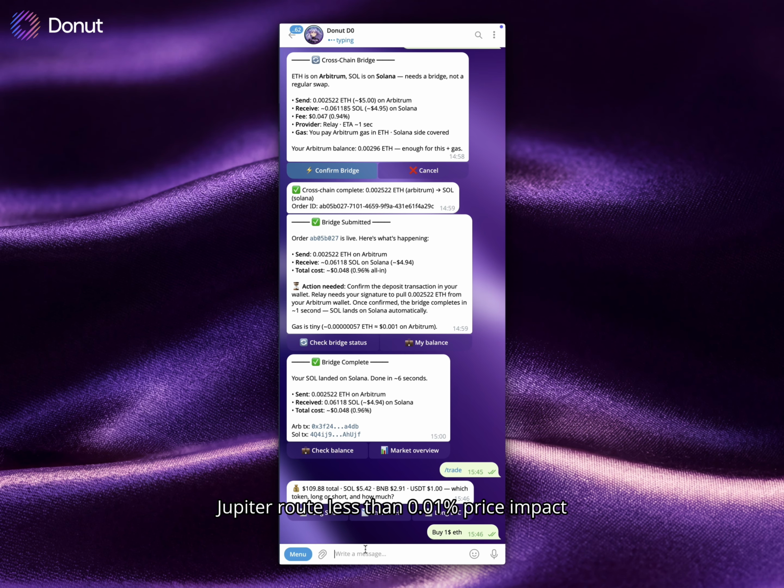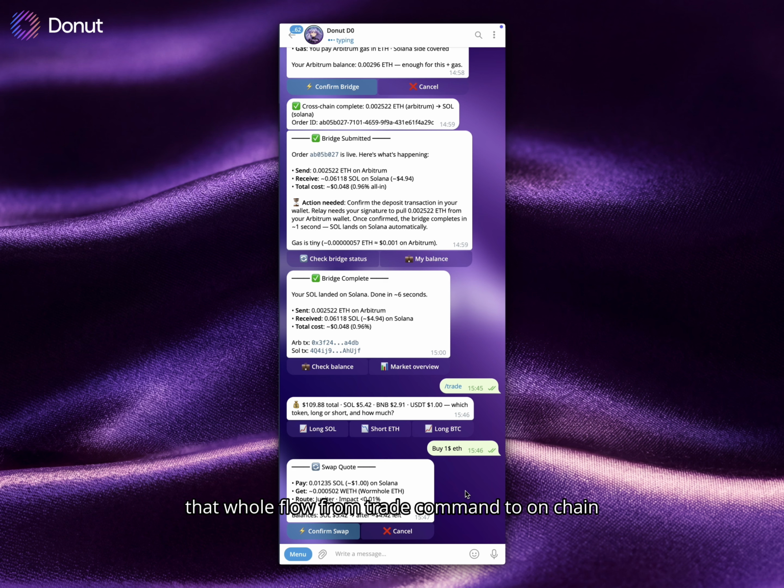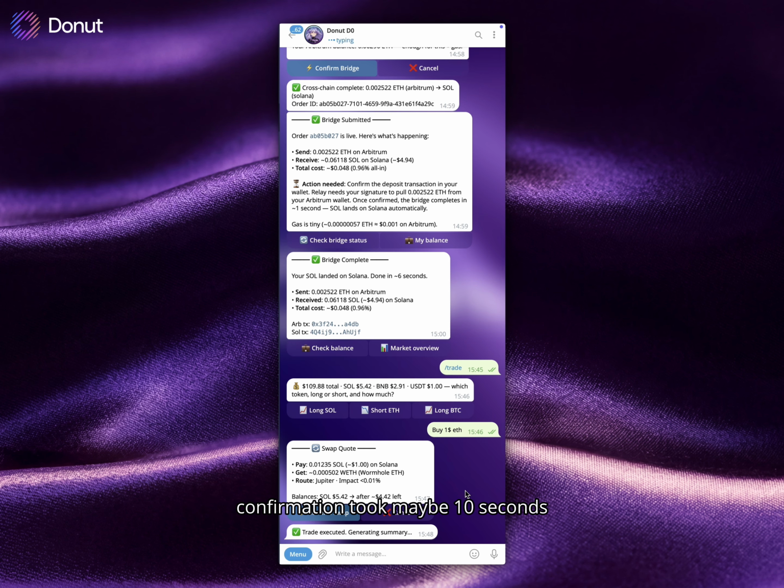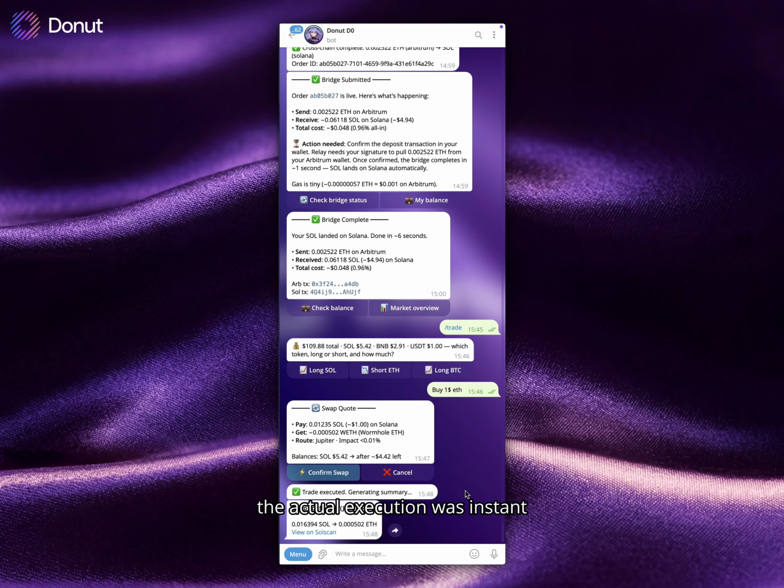Here's the SolScan link, fully on-chain and fully traceable. That whole flow from trade command to on-chain confirmation took maybe 10 seconds. The actual execution was instant.